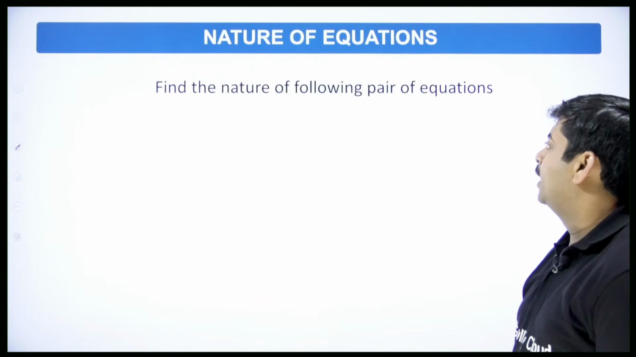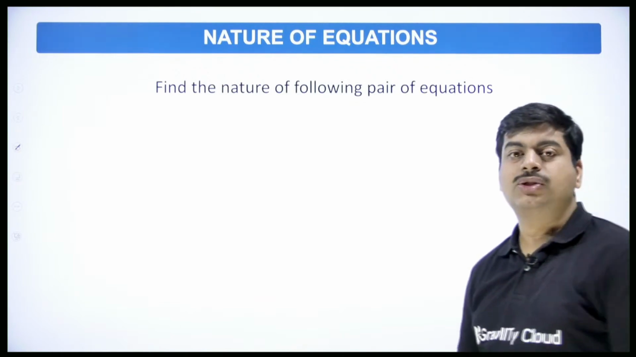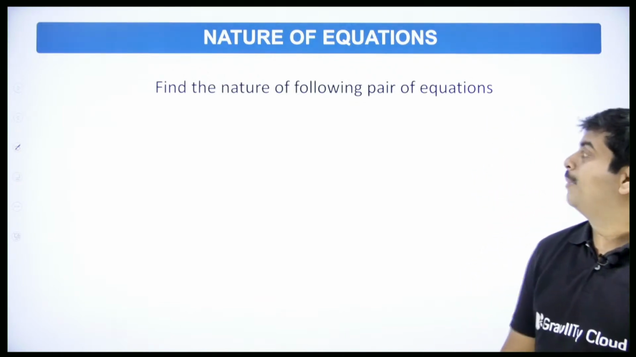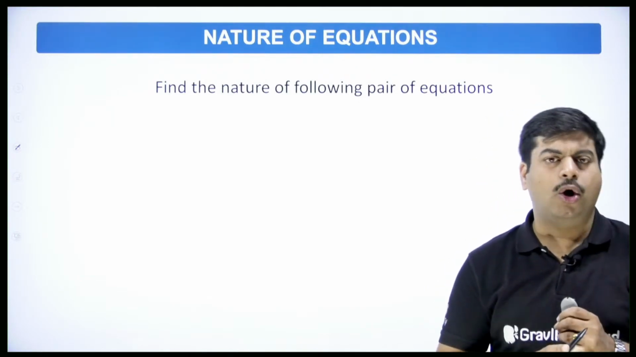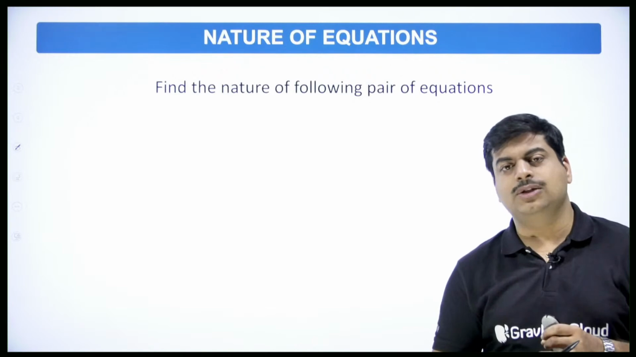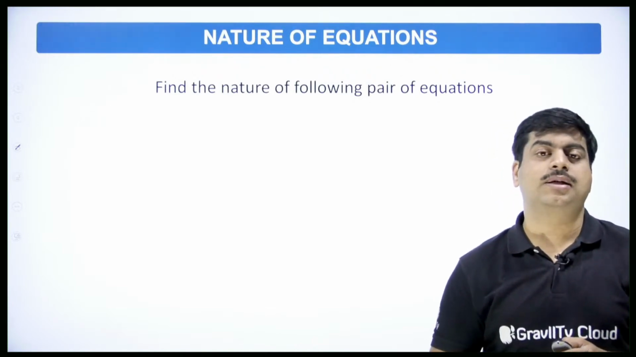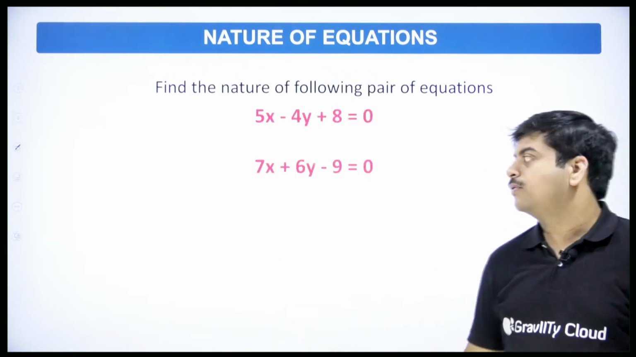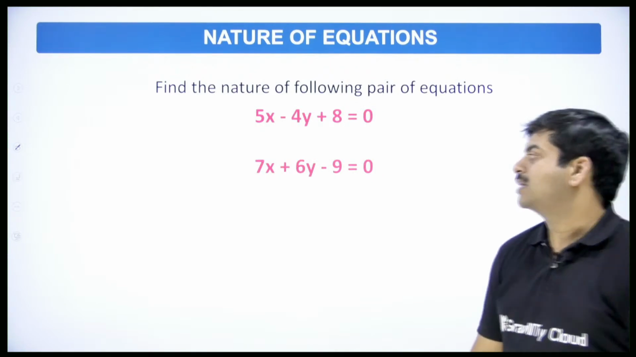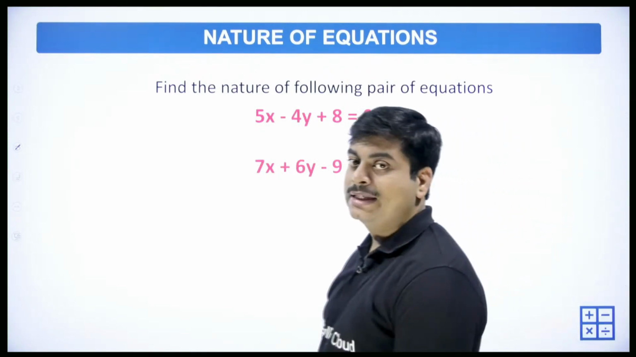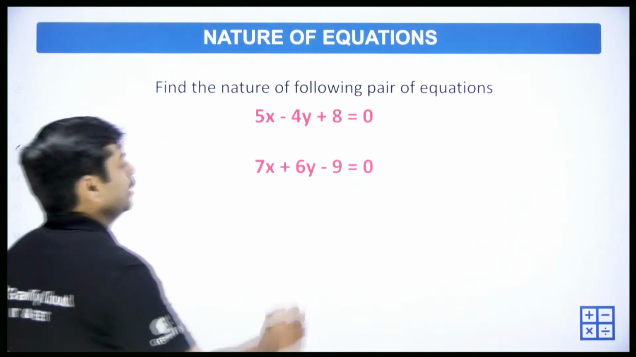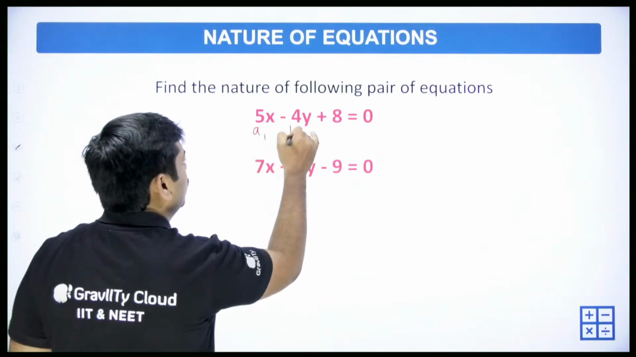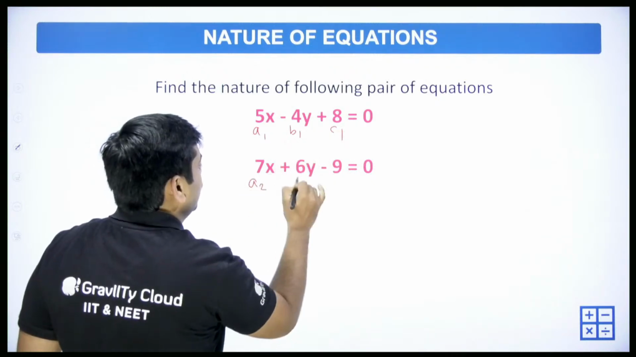Find the nature of the following pair of equations. So that means we need to say whether they are intersecting or coincident or parallel. How can we do that? Using the information we have just seen, okay? 5x minus 4y plus 8 and 7x plus 6y minus 9 is equal to 0. So what are A1, B1, C1, A2, B2, C2?